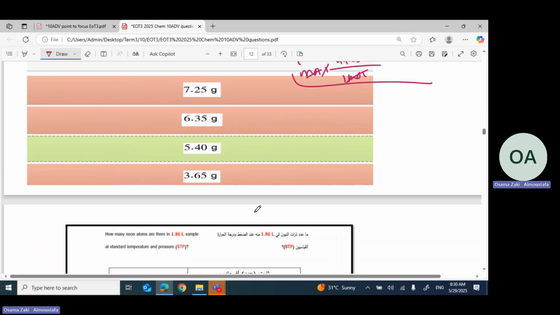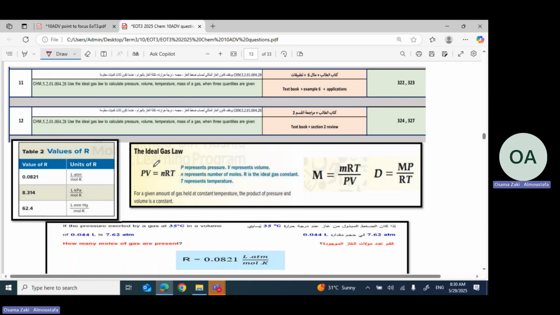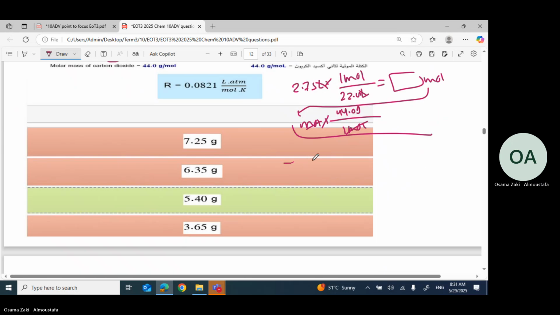Which formula? As you know, in the ideal gas law, we have three formulas. PV equal nRT, and M equal mRT over PV, and D equal MP over RT. Okay, you can use this directly. M equals mRT over PV. Let's see.